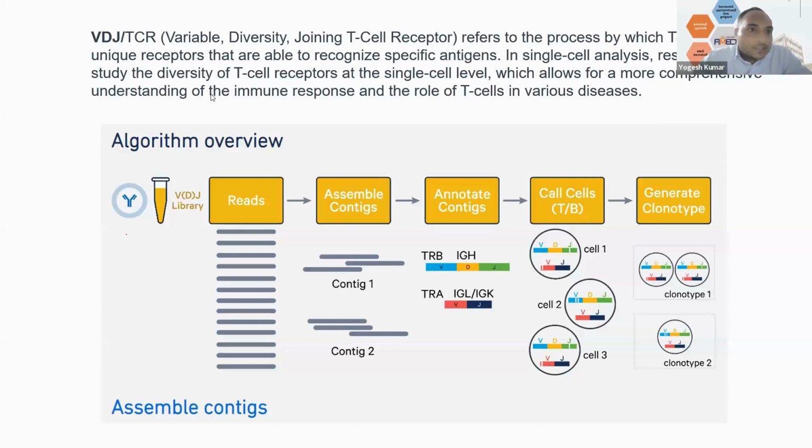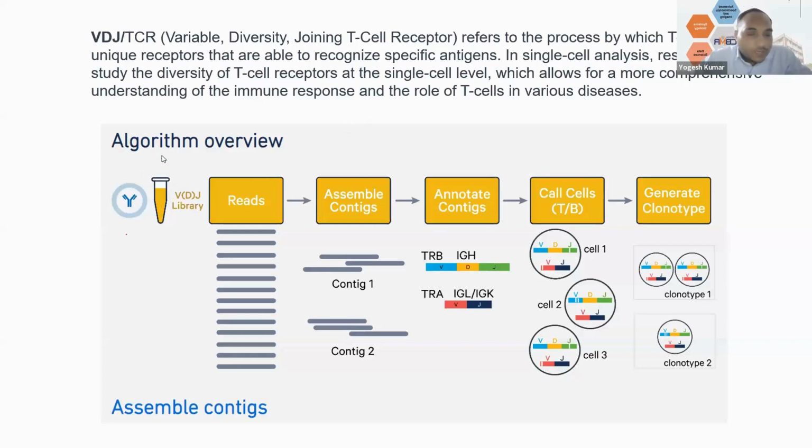So researchers can study the diversity of T cell receptors at the single cell level, which allows for a more comprehensive understanding of the immune response and the role of T cells in various diseases. So doing the T cell sequencing is very important here. Let's see what the algorithm of this T cell sequencing is.